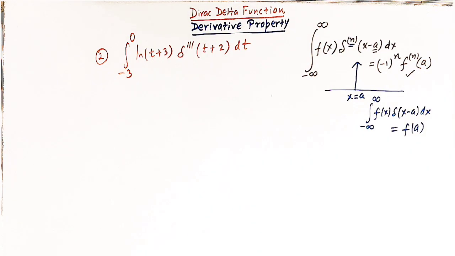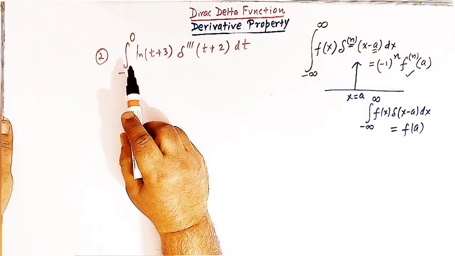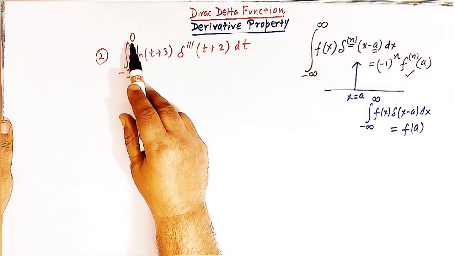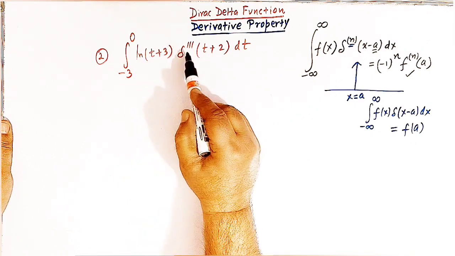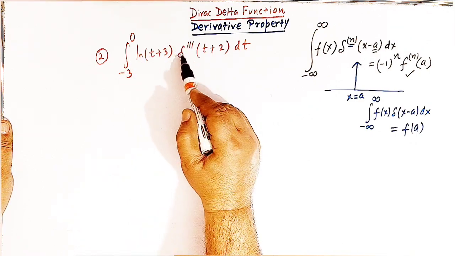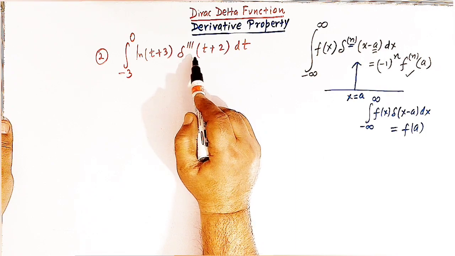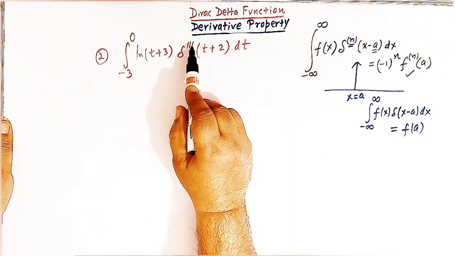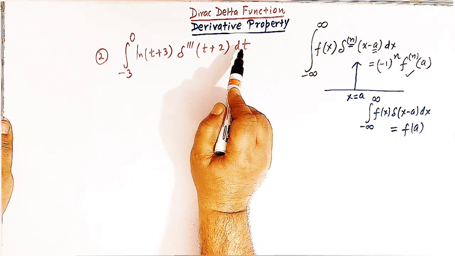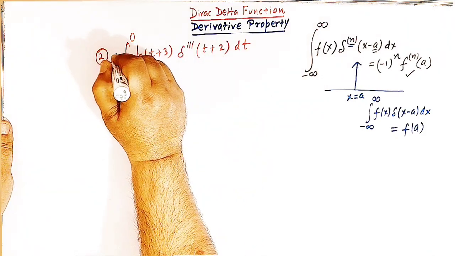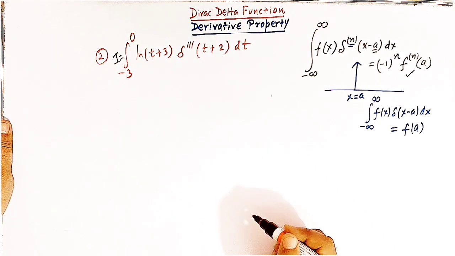So now consider the second problem. Here we have the integral from minus 3 to 0 of natural log of t plus 3, and here the third derivative of the delta function is involved. So we have the third derivative of delta of t plus 2 dt, right? So let us call this integral I, right?